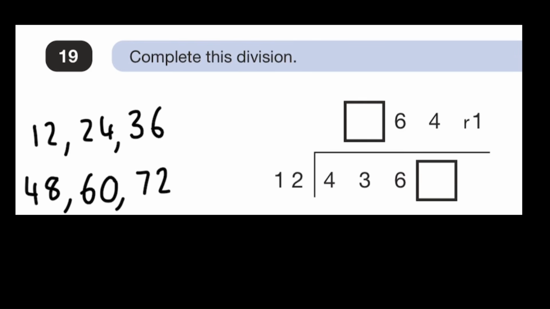12,000 into 4,000, so I need to think of it as 4,300. I know I can fit 3 groups of 1,200 into 4,300, so I put a 3 in that box. Now we can see that there is one box left that we need to fill in. Something is equal to 4 12s with a remainder of 1. I know that 4 12s are 48, so 49 would be 4 12s with a remainder of 1. So the 9 needs to go in the missing box.